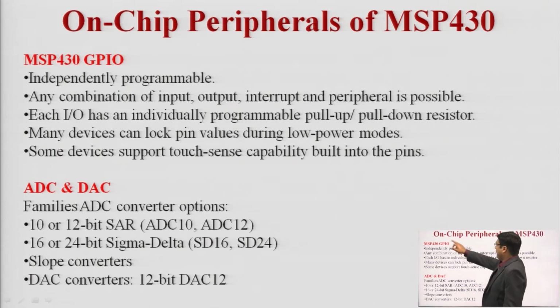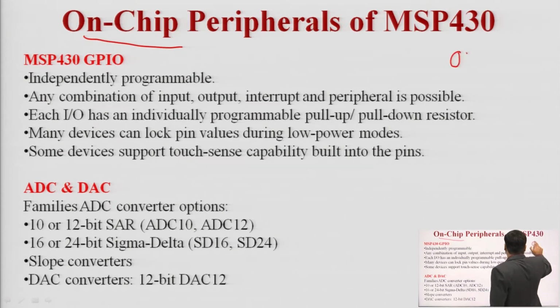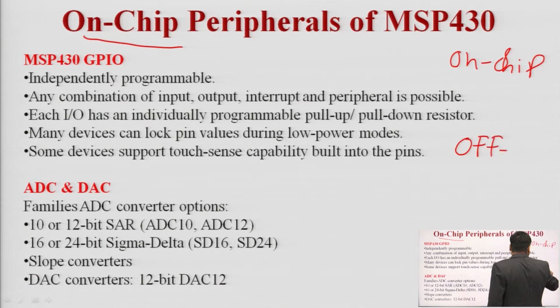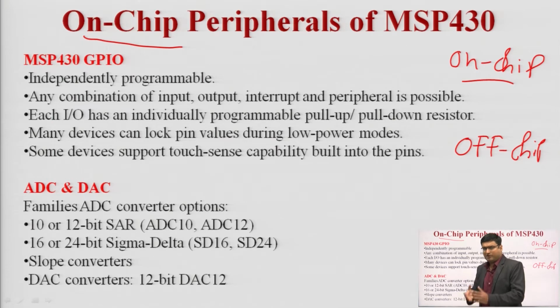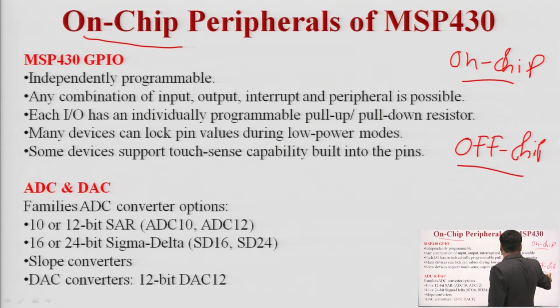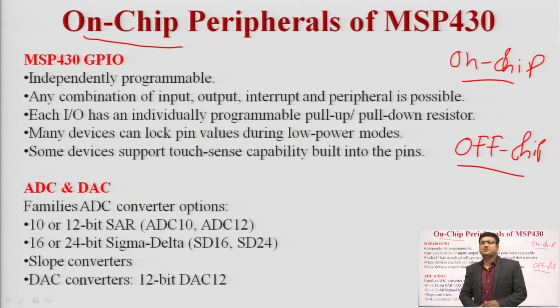What is the meaning of on chip? There is a concept of on chip and off chip. On chip means that all the devices and blocks used to provide particular signals to MSP 430 are integrated on the same chip. On chip means there is a common platform for all the devices of MSP 430. Off chip means that we need to connect external devices to run the MSP 430. This is the difference between on chip and off chip.